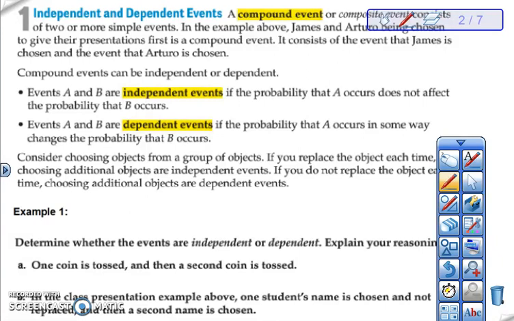So what we're going to need to do when we're setting up these problems is first determine whether the events are dependent or independent. And as the name suggests, independent events are things that do not affect each other. Dependent events are things that do affect each other.